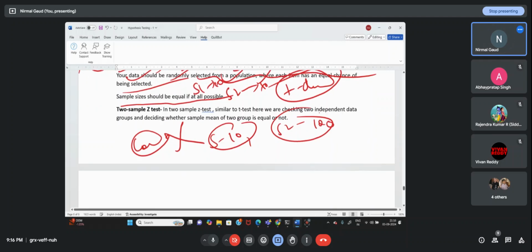For two sample tests, we have to take the two samples. T test with less than 30. So just don't get confused.